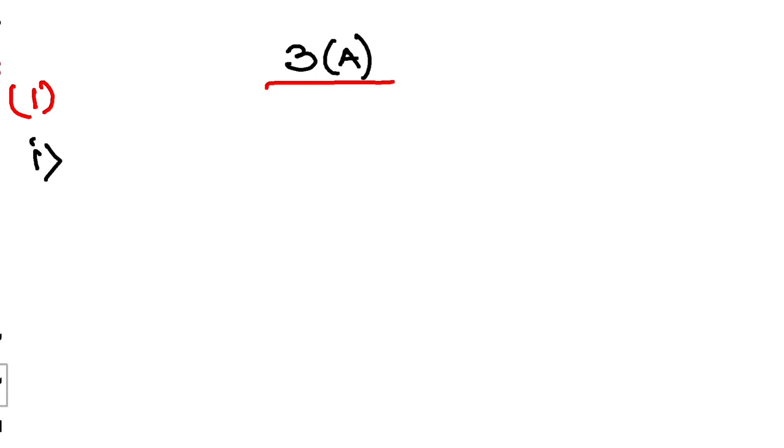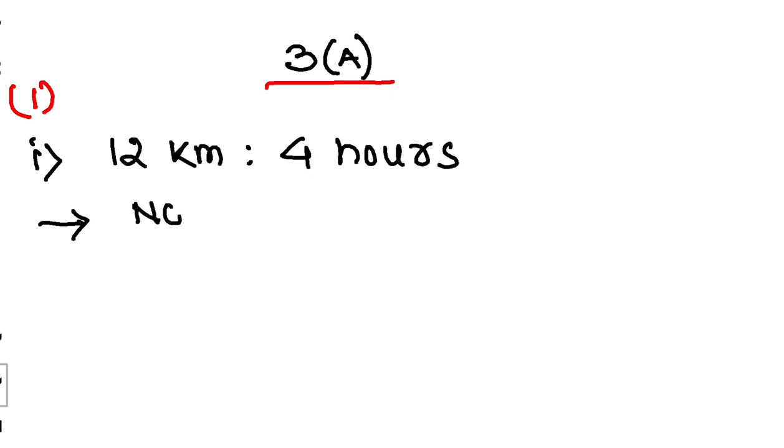The first one is 12 kilometer is to 4 hours. Now, kilometer is a unit of distance and hours is a unit of time. So 12 kilometers is representing distance, 4 hours is representing time, and we know ratio is a comparison of similar quantities, and these two quantities, distance and time, are not similar, so we cannot compare these two. That means my ratio is not possible, right? I hope you're clear with the concept.